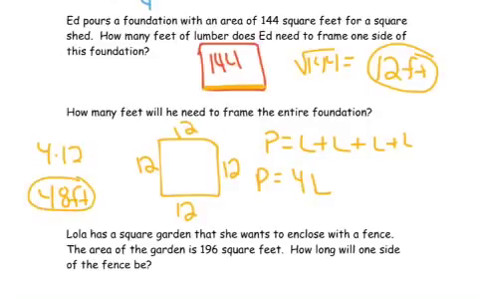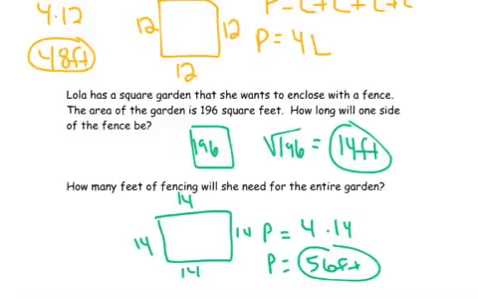I want you to try the question on Lola, pause the video, and then press play to check your answers. So for the first question, you needed to know how long will one side of the fence be? Well, if the area is 196, to find the side length, just take the square root of your area and you will get 14. And this question again was asking to find the perimeter. If we know one side of the square is 14, then all sides have to be 14. You can either add them together or multiply by 4 to give you 56.